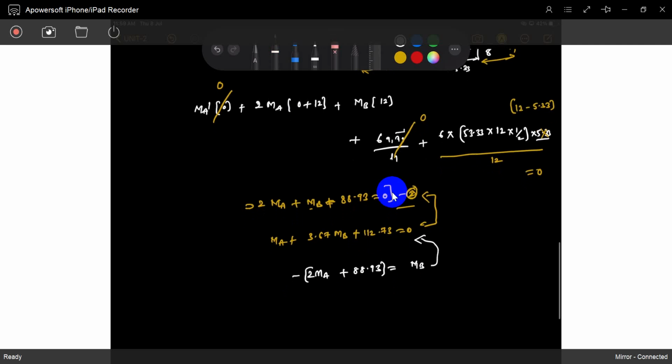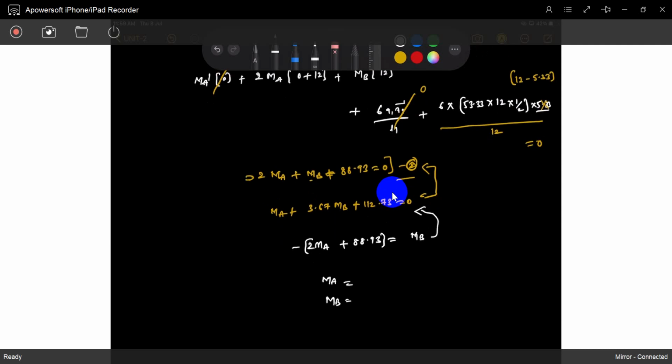You will get MA and MB. That's it now. Very simple. Sixth class, I think; sixth or seventh, calculus was introduced. Okay, so what values will you get? MB is 21.53 negative.